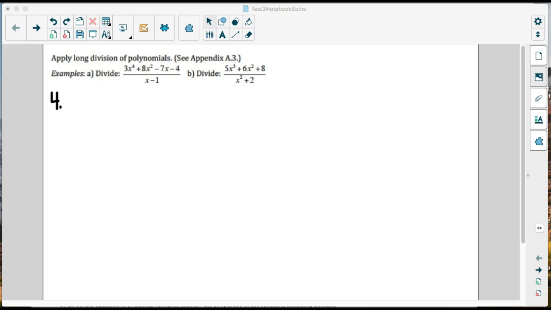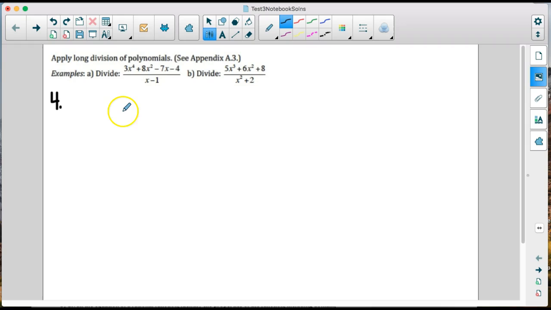Okay, in this video we'll be doing long division with polynomials, as in part 4 of the review. So here are the two problems given in the review. We're going to do long division for both parts.